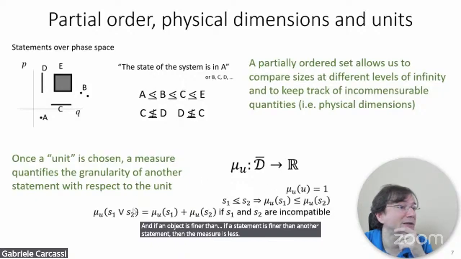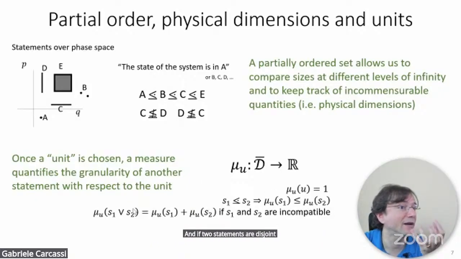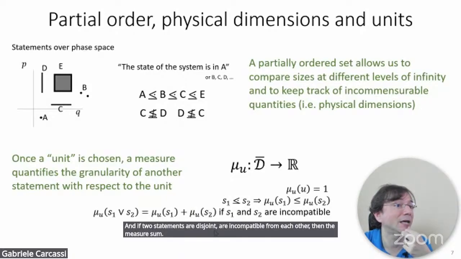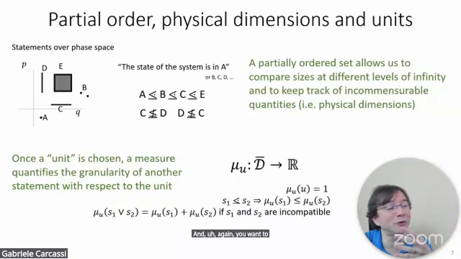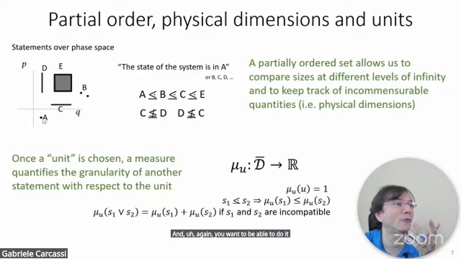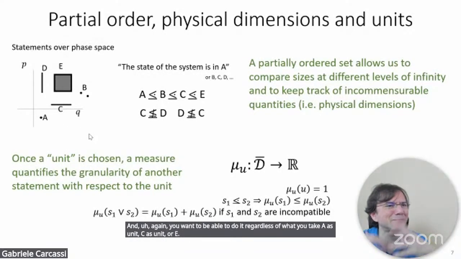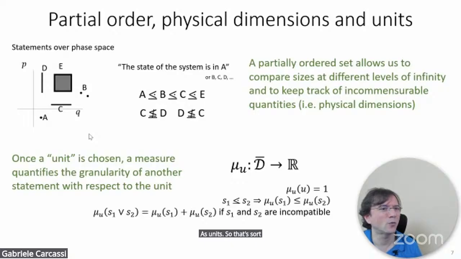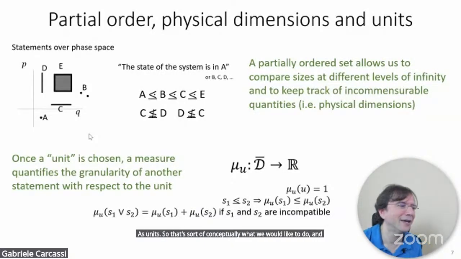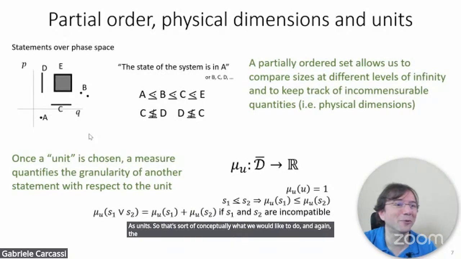And if 2 statements are disjoint, incompatible with each other, then the measures sum. And again, you want to be able to do it regardless of whether you take A as unit, C as unit, or E as unit. So that's conceptually what we would like to do. And again, the concept is simple. The realization, I don't know quite how to do it.